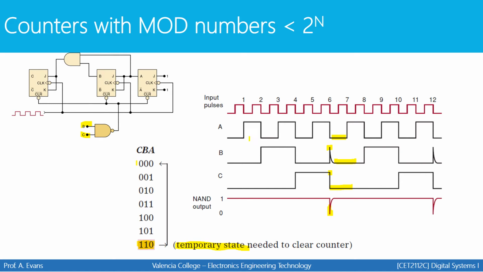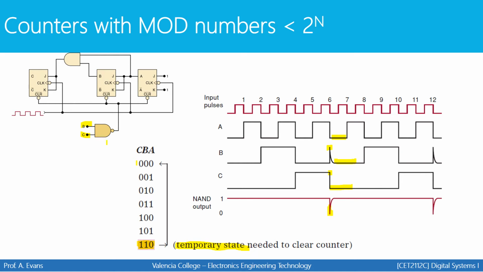And if we were to look at the outputs of this flip-flop, if you were to have flip-flop A, flip-flop B, and flip-flop C connected to LEDs, you wouldn't even see the lights blink on for 110. The clear would happen so fast, you just can't capture it, which is why we call that a temporary state. And this is what that waveform would look like.